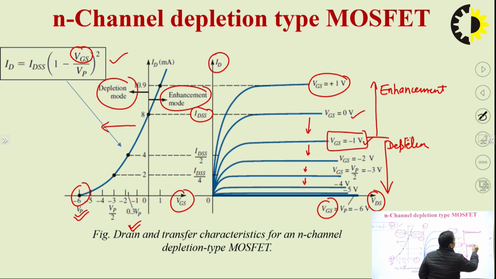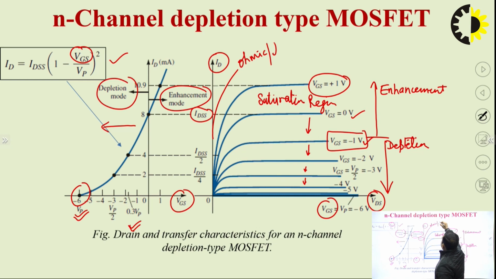It is called the depletion mode of operation because current reduces. So we can mark the regions also. This is where the current is linear, this is called the linear region. Here we can say this is known as a saturation region, where the current gets saturated. This is called the ohmic region, ohmic or linear region.